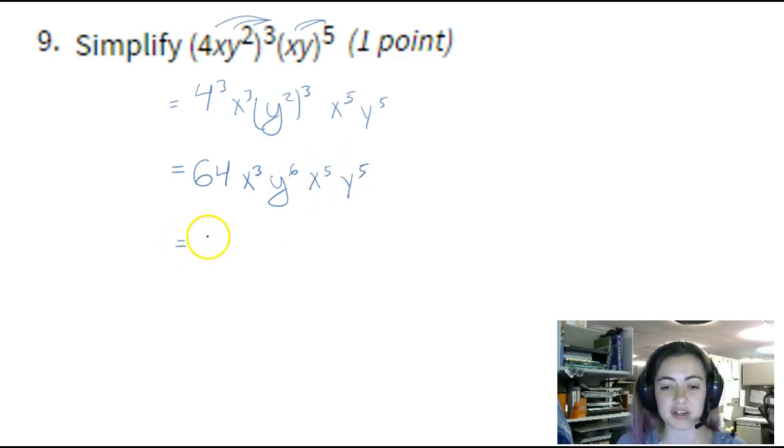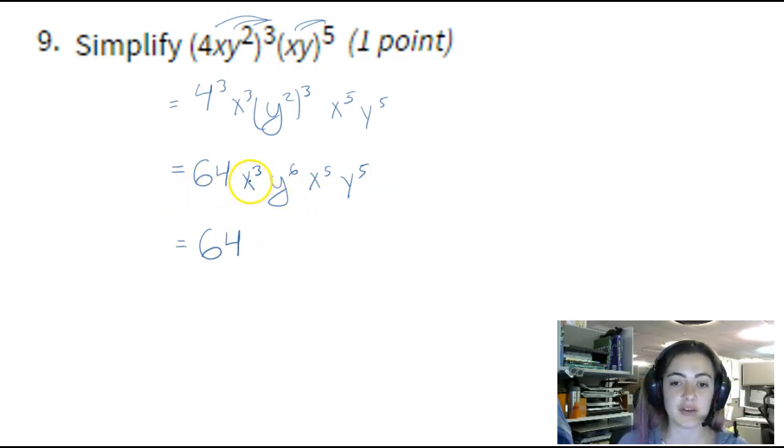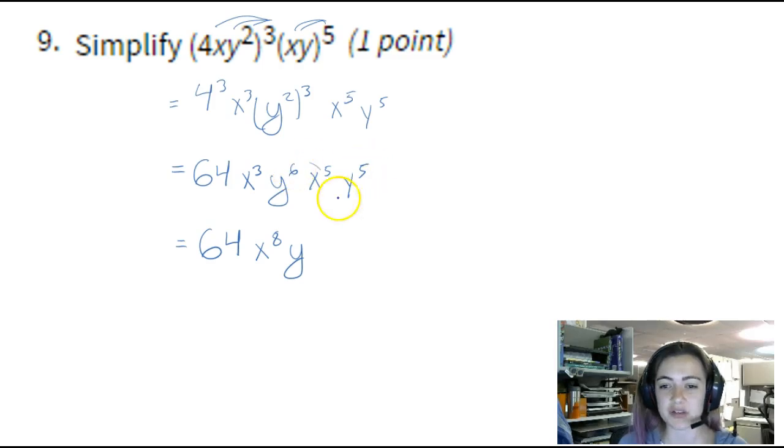Now let's combine like terms. We have no more numerals, so it's just 64. Now we have x to the third and x to the fifth, so the total number of x's would be x to the 8th, because when you multiply exponents with the same base, you add their exponents, so 3 plus 5. And how many y's? 6 plus 5, 11. So there's our final answer here.